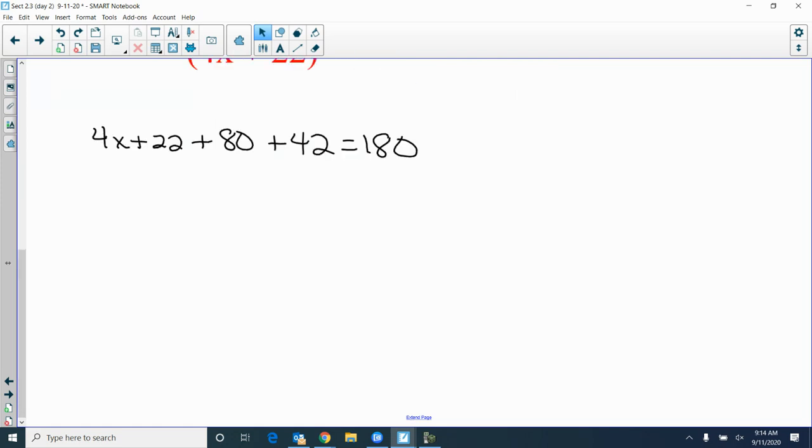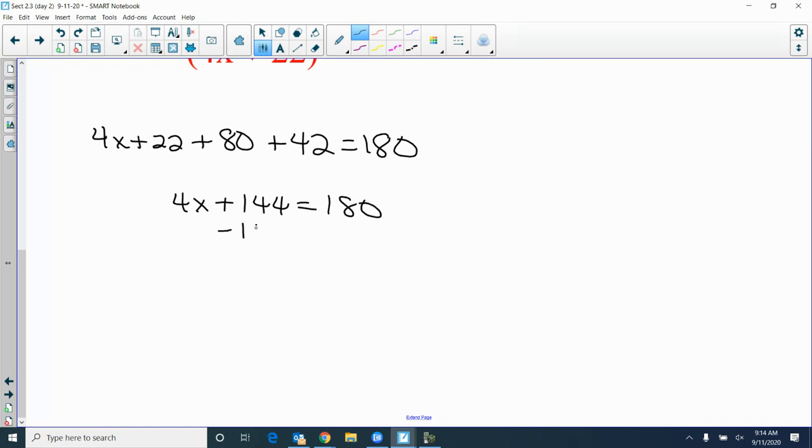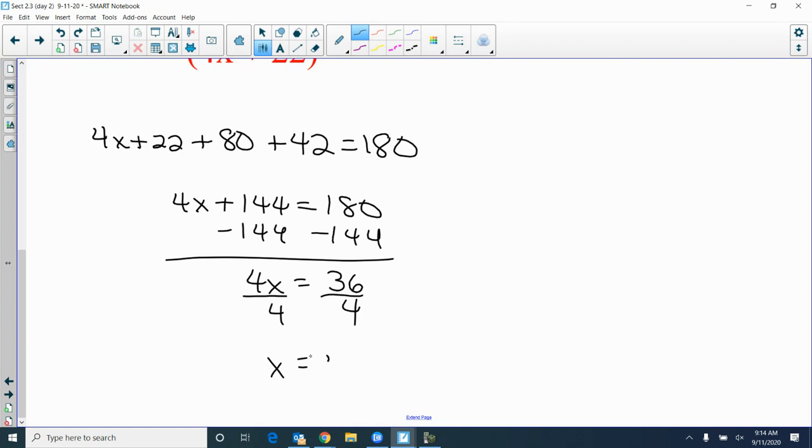So he said 144. So 4x plus 144 equals 180. Well, we're going to solve it like we do an equation. We're going to subtract 144, and I get 4x equals, I believe we said, 36. Divide by 4. X equals 9.